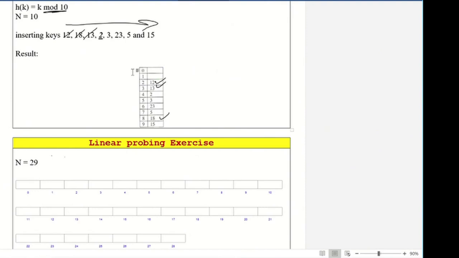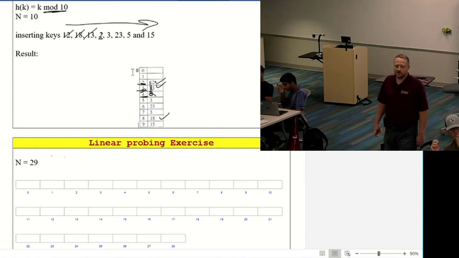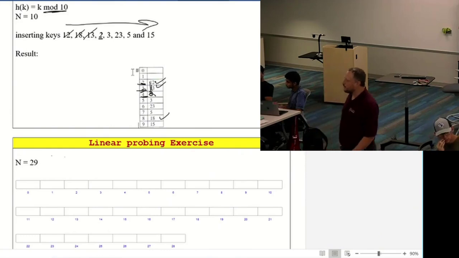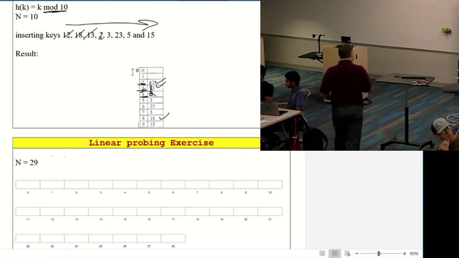2 mod 10 gives us a 2. Uh-oh. 2 is already filled in. I can't use that spot, can I? Now, what do I do? I go to the next one. Uh-oh. That one's full. What do I do? Go to the next one. That one was empty, and that's why I can get away with putting a 2. Everybody okay with that? So notice, all I did was increment by 1 to find the next spot. Now, I think you can realize, well, that increment by 1 could suck. You're absolutely right. That's why, again, there's fewer applications for this than just using the chaining.